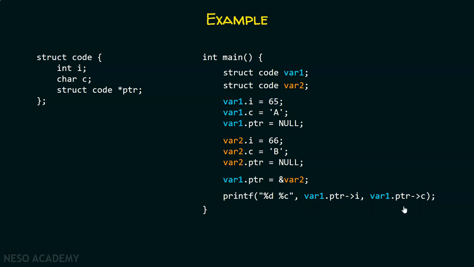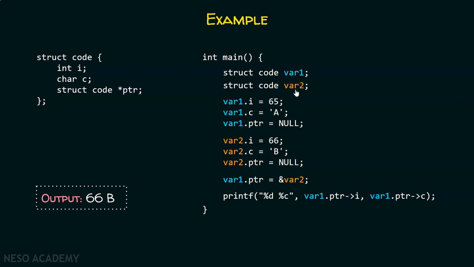This is a very important point, let me tell you. With the help of var1, I'm trying to access the members of var2. Obviously, this arrow operator is required because this is a pointer. With the help of this arrow operator, I can directly access the members of var2, right? Here I'm accessing the member i of var2 and here I'm accessing member c of var2. So the output of this program is 66B. You can understand that I have declared two variables of type struct code. With the help of the first variable, I would be able to access the contents of the other variable as well. There is no problem at all.